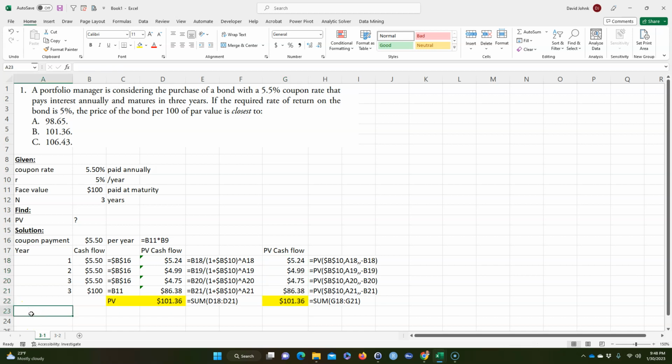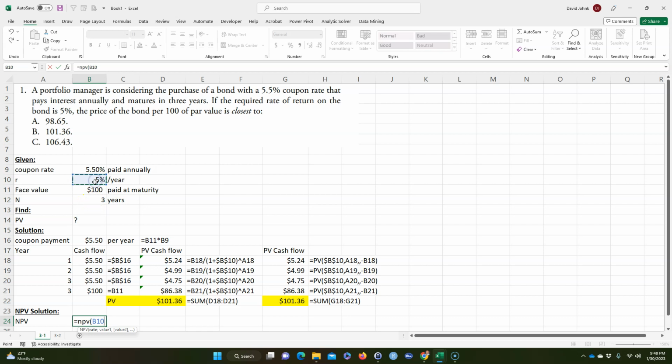I could do something called the net present value solution. Remember, you only have to do one. I'm just showing you there's a lot of ways to solve these. I could go NPV, and that's equal to NPV. And the way the NPV works, it wants the rate. That's what it's asking there in bold. And it wants the cash flows in year 1, 2, and 3.